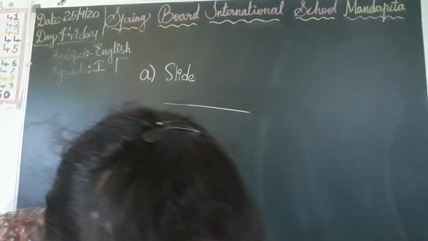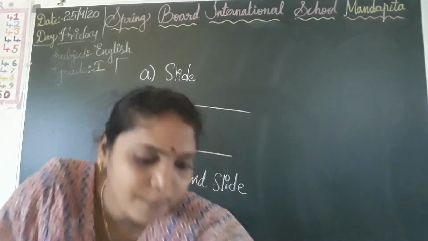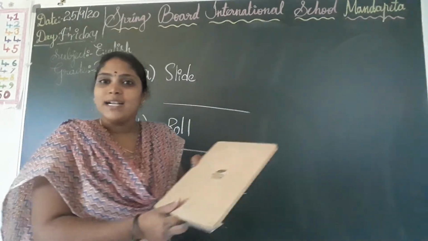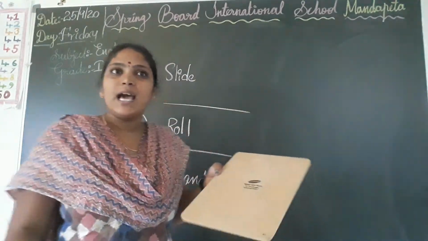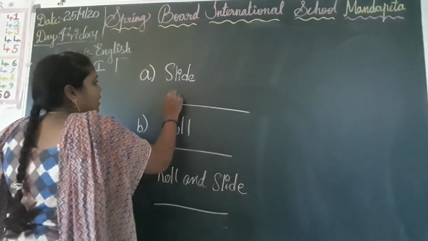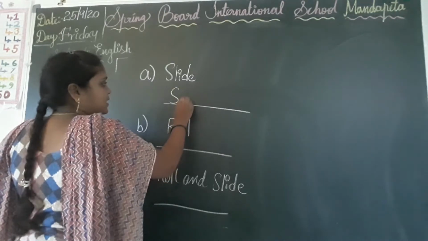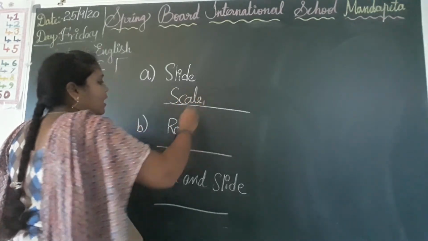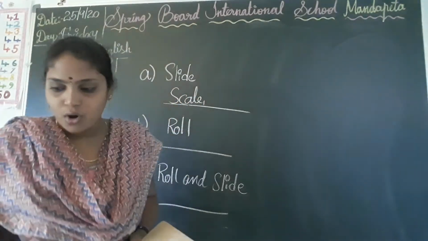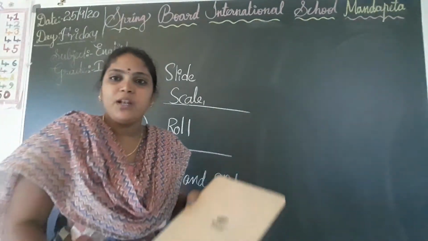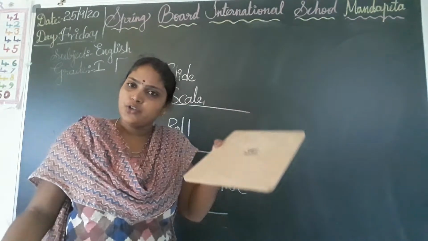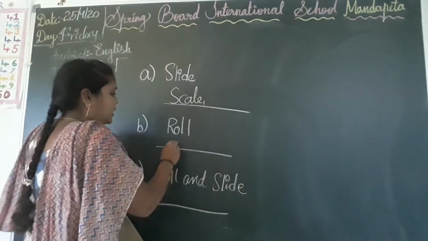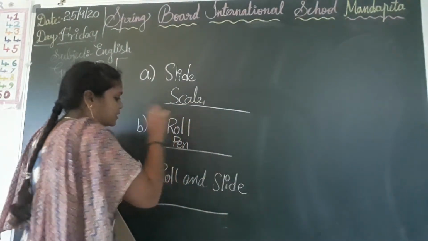Okay, let us check, children. For example, you have to take the scale. Does it slide or roll? It slides. So an example of a sliding object is the scale. And which one rolls? For example, if we take the pen placed on a slope, it rolls. So the pen is a rolling object.